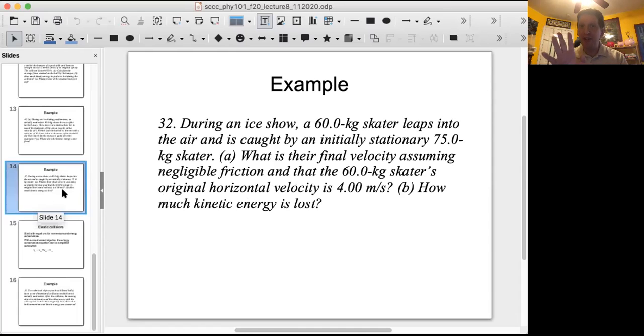So again, a perfectly inelastic collision. When one skater catches the other skater, that's equivalent to them sticking together. They move together in unison at that point. So that falls under the banner of a perfectly inelastic collision. So again, there's only one unknown, the final velocity. And so how much kinetic energy is lost? So there's a little bit of additional to this problem.